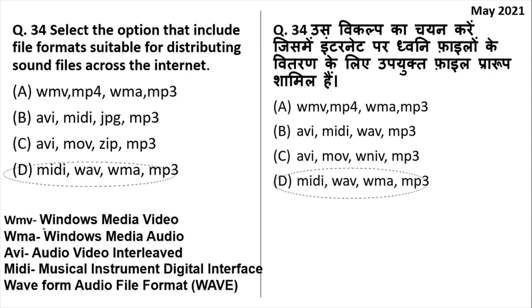WMV is Windows Media Video. It is a video file. While WMA is Windows Media Audio. It is an audio file. AVI is audio video interleave. MIDI stands for musical instrument digital interface. WAV is a kind of audio file format. So here MP3 is one of the most famous audio file formats. So the right answer is option D.